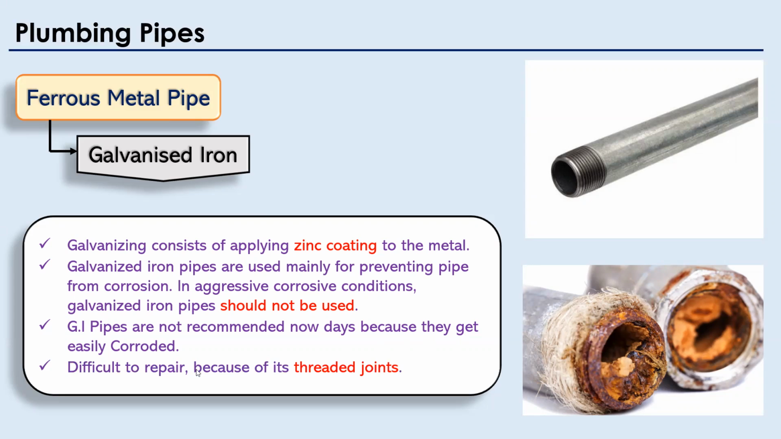These are difficult to repair and difficult to maintain. And the joints, when you connect two pipes, the joint is a threaded joint. You need to create threads over the pipe for the joining purpose, which is a very difficult task and needs a very special toolkit, whereas in PVC it is very easy to connect two pipe segments. So due to heavy weight, due to difficulty in repair and maintenance, and because they get easily corroded, nowadays these are not recommended.